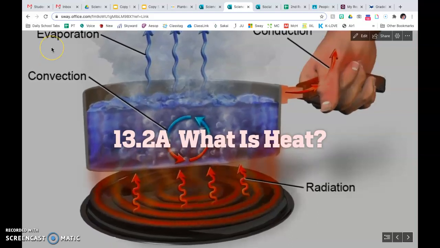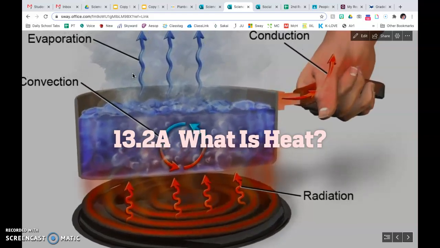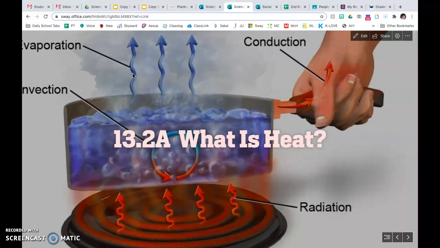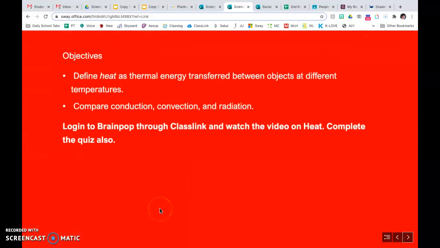Today we are continuing our study of Chapter 13 with Lesson 2, which I have split into two parts. So today we will be doing Lesson 13A, What is Heat? We have two objectives today. You should be able to define heat as thermal energy transferred between objects at different temperatures and compare conduction, convection, and radiation. You have a BrainPOP that you need to go back and watch and also complete the quiz.